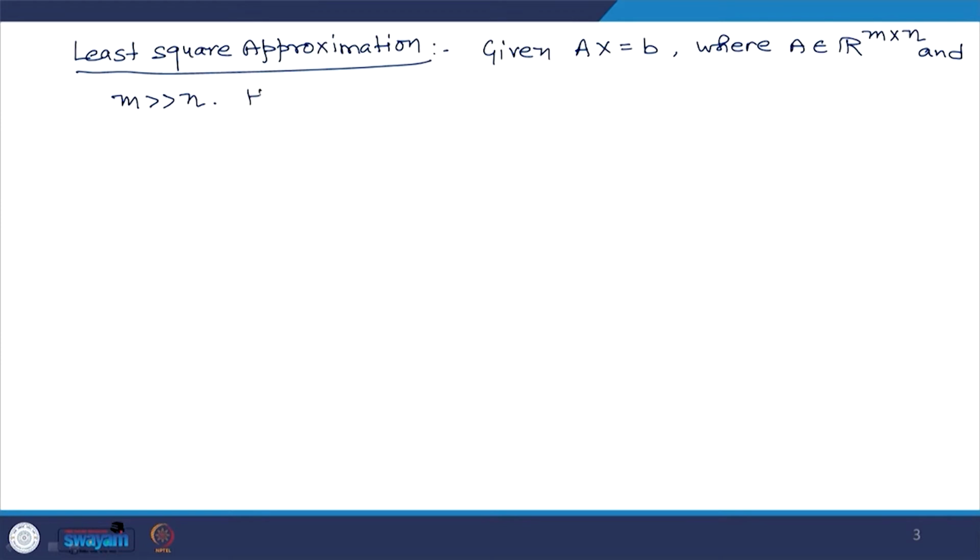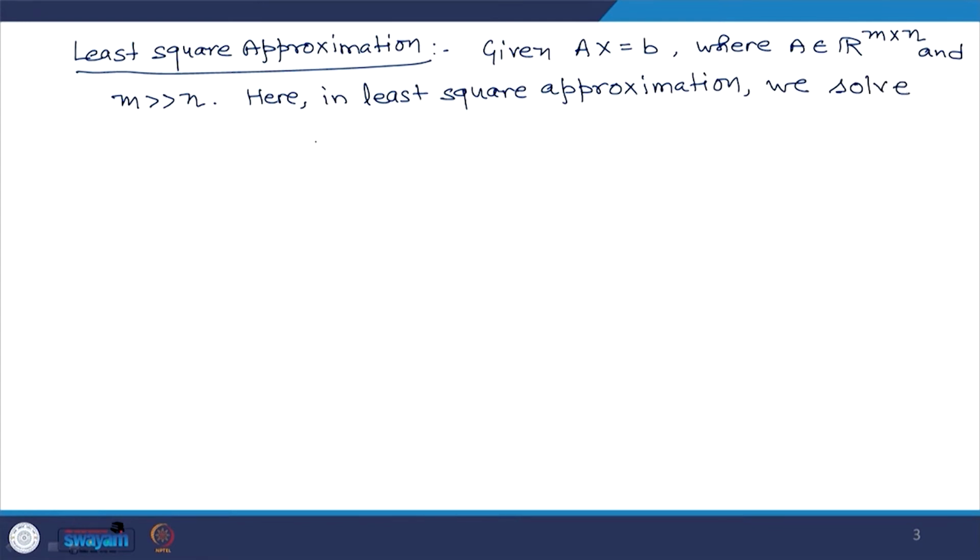So, here in least square approximation we solve the optimization problem, that is we minimize the Euclidean norm between Ax and b. So, Ax is a vector, b is a vector and we minimize it.